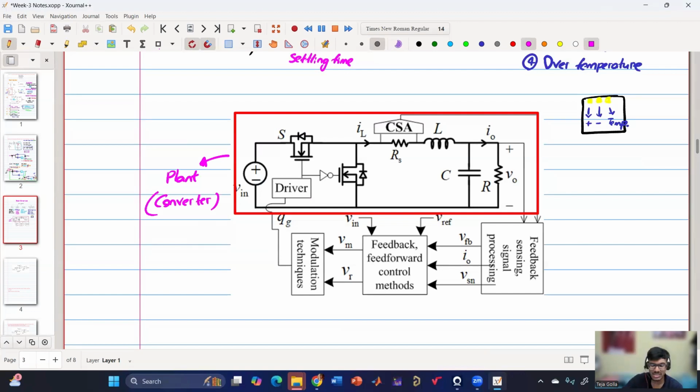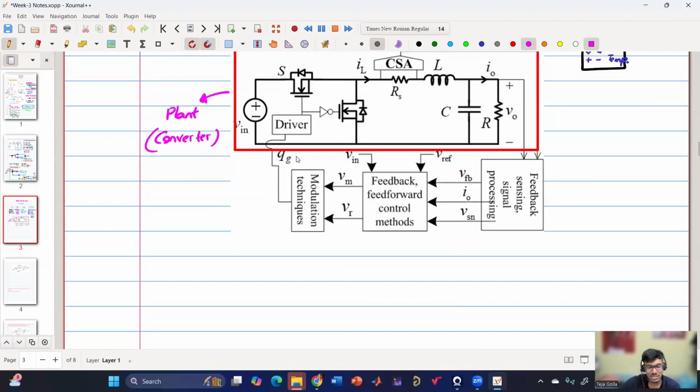Whenever we are designing a controller, we need to have some inputs and it will have some output. Always, when we are designing a converter, the output of the controller, the entire control loop, is a gate signal, because the converter is run by switches and at the end we are basically controlling the switches, right? So it's always the gate pulses of the switches.